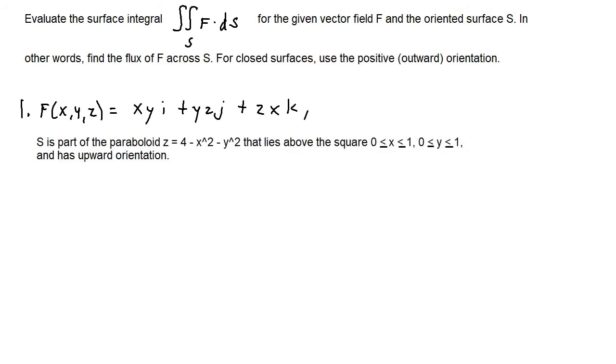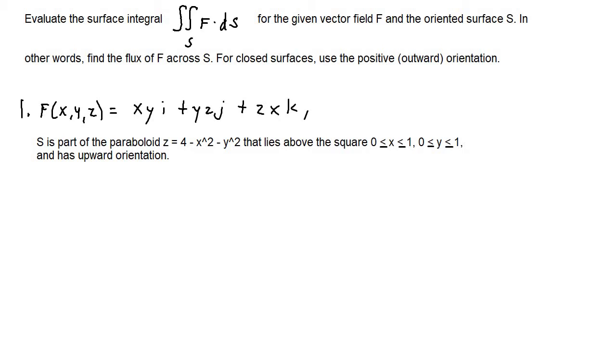So for this next set of problems, let's go ahead and evaluate the surface integral. So we have the double integral described by the surface S of the dot product of the vector field F and dS for the given vector field F and the oriented surface S. In other words, find the flux of F across S. For closed surfaces, use the positive or outward orientation.